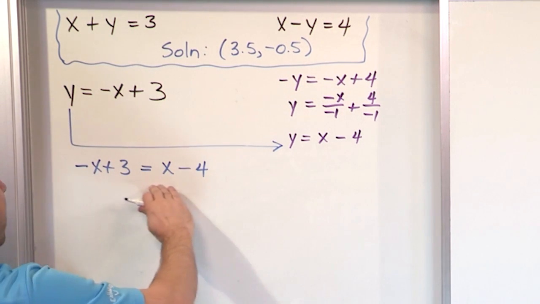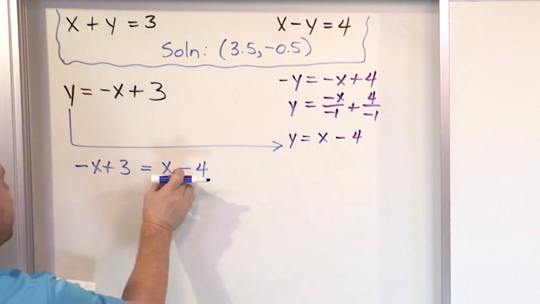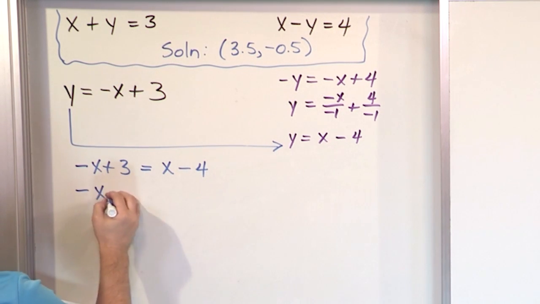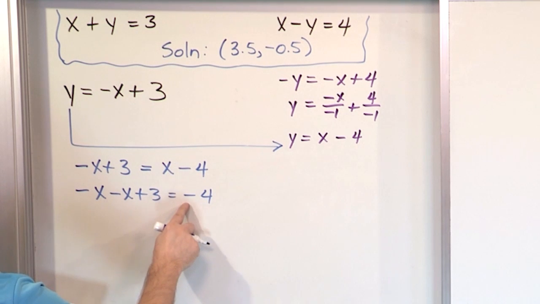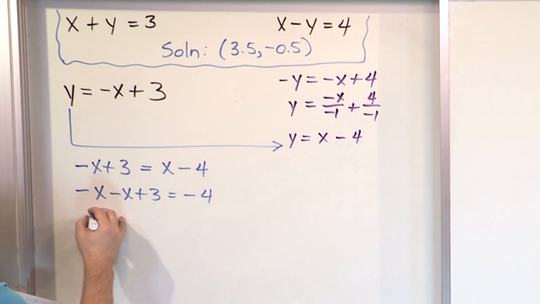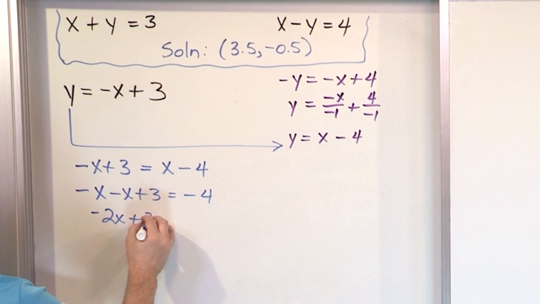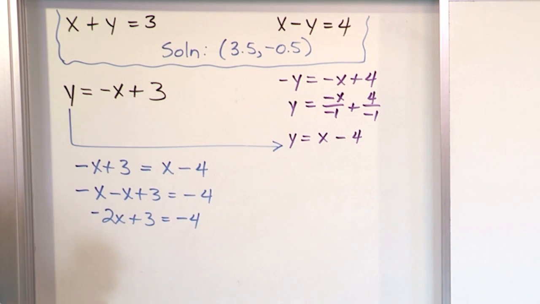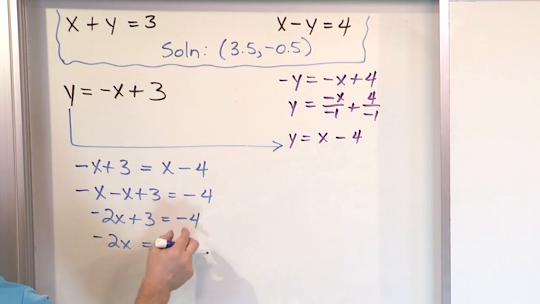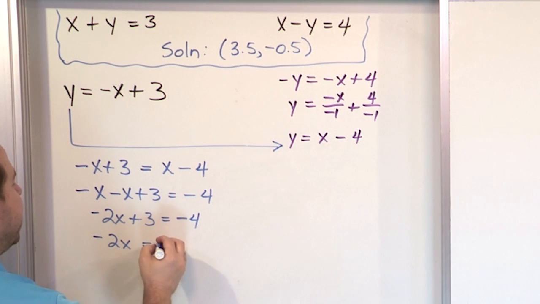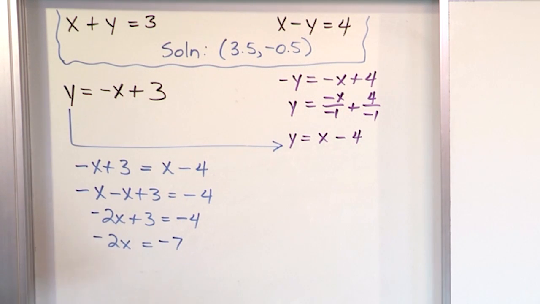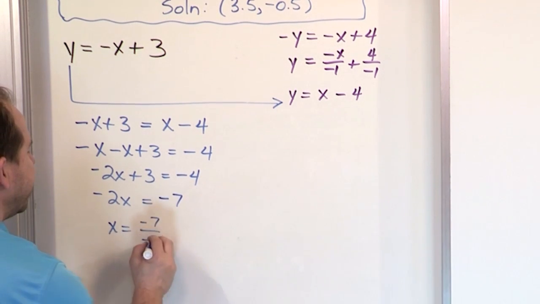I can now solve for x. Right? I'm going to move x to the left. So I'm going to have negative x minus x plus 3 is equal to negative 4. I just subtracted x from the right, subtracted x from the left, which becomes negative 2x plus 3 is equal to negative 4. Now I have to solve for x, so I'm going to move 3 to the other side. Negative 2x equals, I'm going to subtract 3. So what is negative 4 minus 3? Negative 7. And then finally, to get x by itself, it's just going to be negative 7 over negative 2.